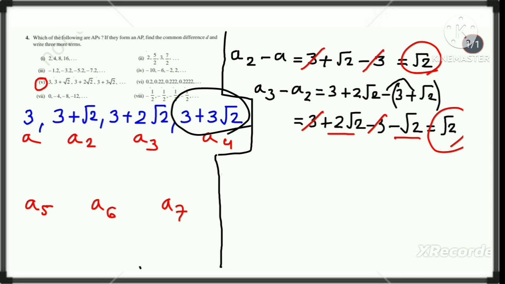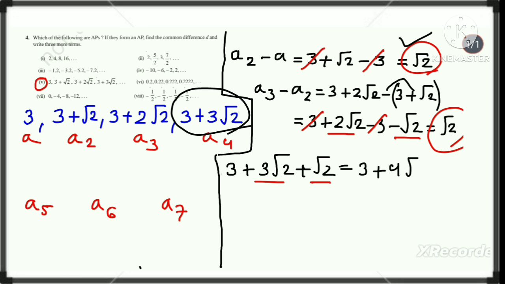Our 4th term is 3 plus 3 root 2. Plus, we have to add the common difference, that is root 2. Here is 3 root 2, and here is 1 root 2. After adding, we obtain 3 plus 4 root 2. This is the fifth term, 3 plus 4 root 2.